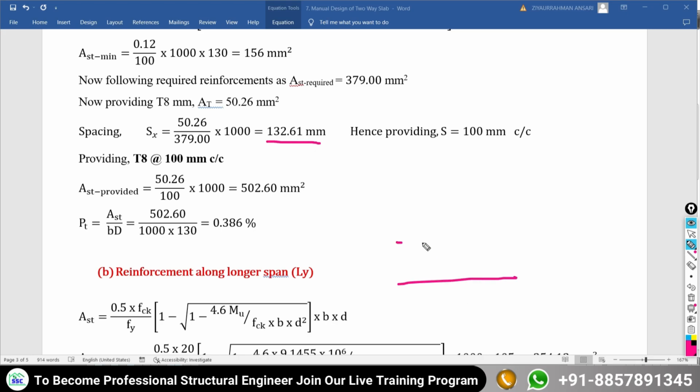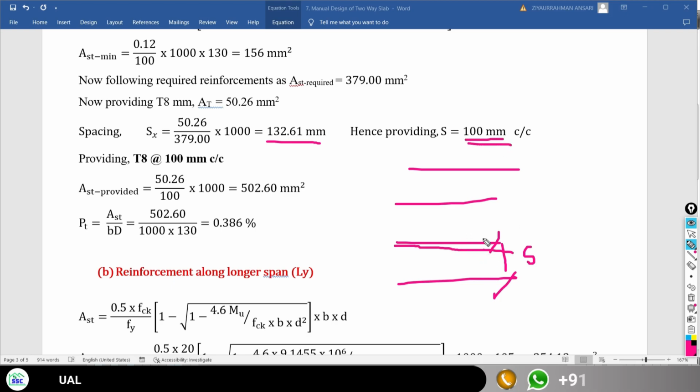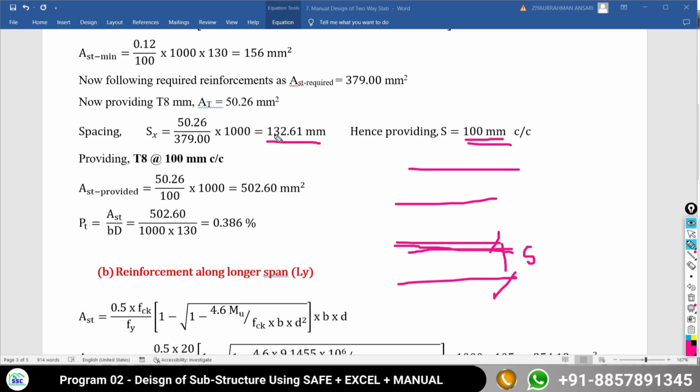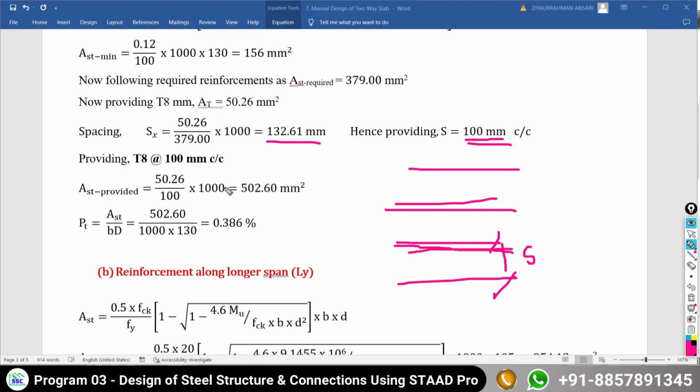So we have to provide the reinforcement along the shorter span with a spacing of 132.61. For safety, I am going to provide the spacing as 100 mm only. I am going to make the bars closer than the requirement, so a little bit more percentage of reinforcement I am going to provide. So the spacing I am going to reduce to 100 mm. So 8 mm diameter bar at a spacing of 100 mm center to center along the shorter span.